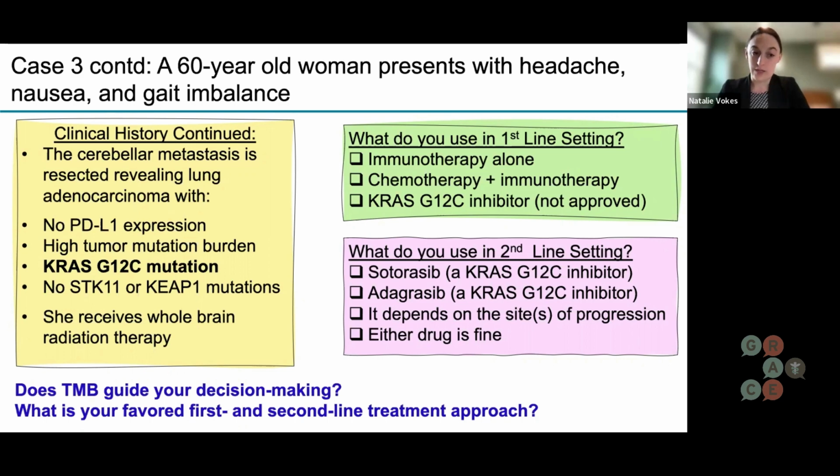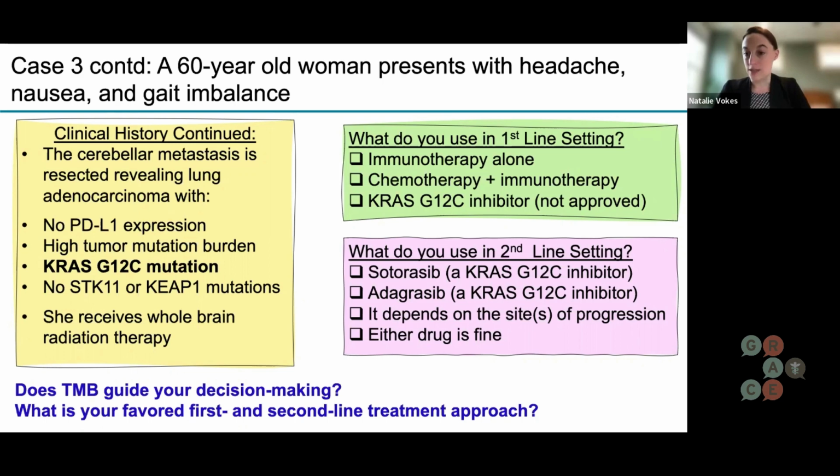And there have been a lot of studies that show that tumor mutation burden does associate with response. So the higher the mutation burden is, the higher your likelihood of responding. But like PD-L1, it's not definitive. So you can have a high TMB and not respond, and you can have a low TMB and respond.